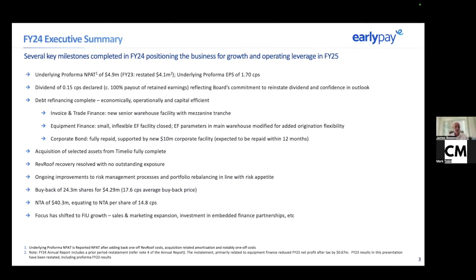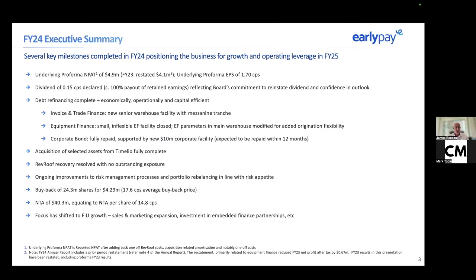RevRoof, that was a painful time in financial year 23, but as of the end of financial year 24, that's all resolved and there's no outstanding exposure. There are a lot of other important improvements to underwriting and credit risk processes, pretty much from lessons that we learned from the RevRoof issue. And now we're in good shape in terms of having a much more balanced risk appetite, and that's supportive of growing strongly again.